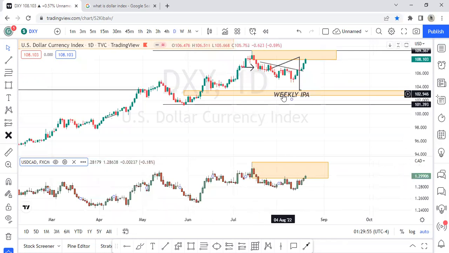So this is it, folks. This is what I just want to show you guys. Whenever you're doing analysis, always pay attention to the USD CAD.